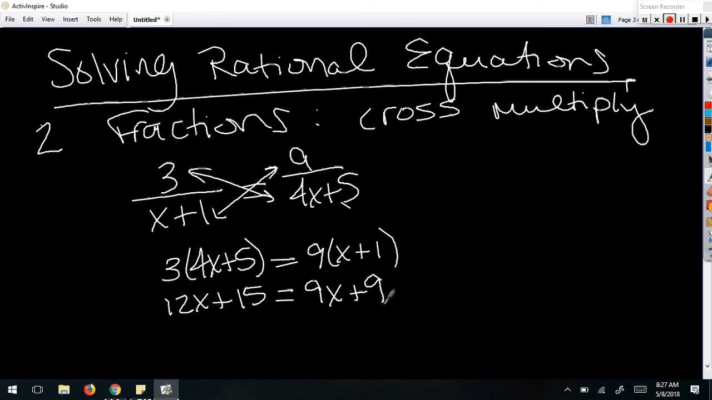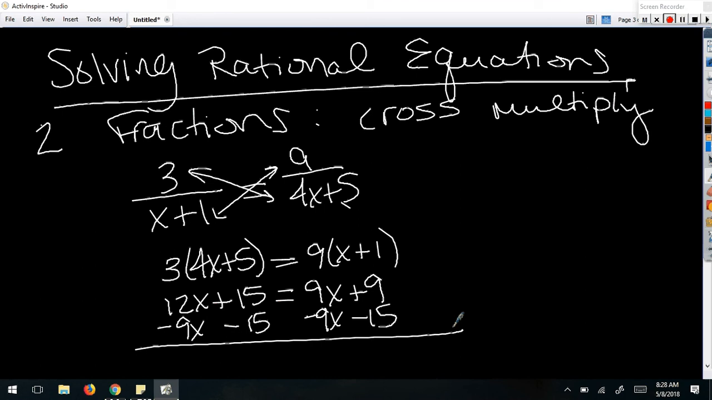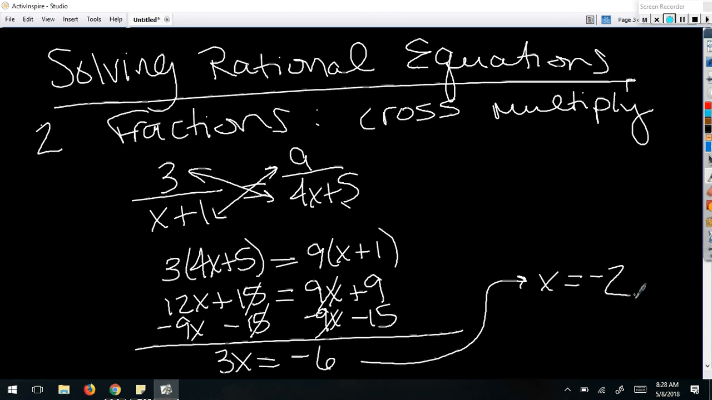Now what would you do? Get the variables together. I'm going to go ahead and move this 15 too, so that the 9s are gone, the 15s are gone. So over here I have 3x equals negative, what's 9 minus 15? Negative 6. So what is x? Negative 2.